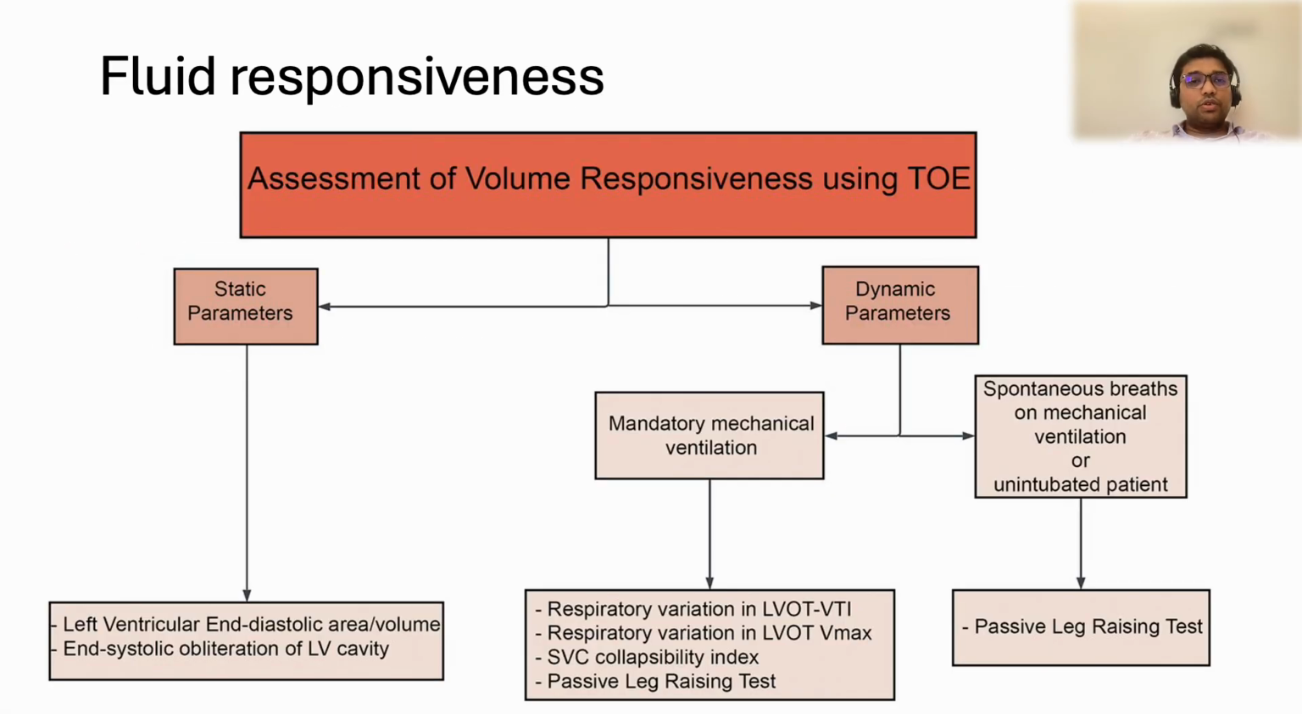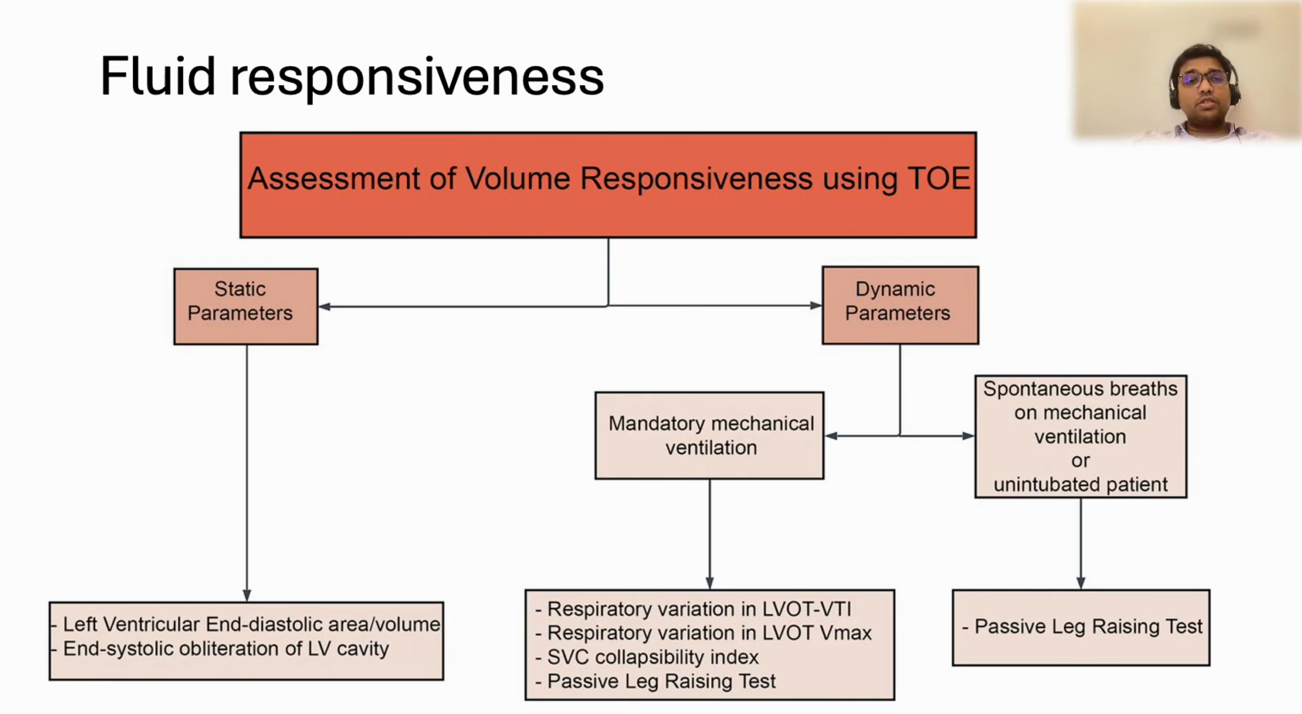Now fluid responsiveness is assessed by TOE by two kinds of parameters, static parameters and dynamic parameters. Static parameters mean you have to freeze the image at a particular stage of your cardiac cycle and then measure. Dynamic parameters mean you have to do a continuous measurement throughout the respiratory cycle. In static parameters, what are the things you have to examine? There is left ventricular end diastolic area or volume, or end systolic obliteration of your LV cavity.